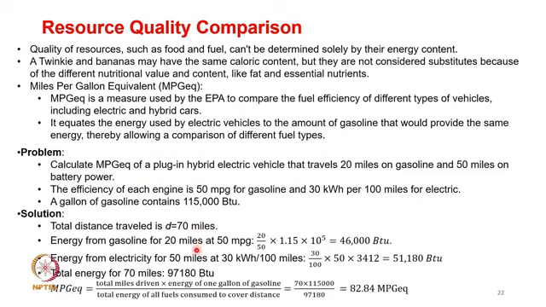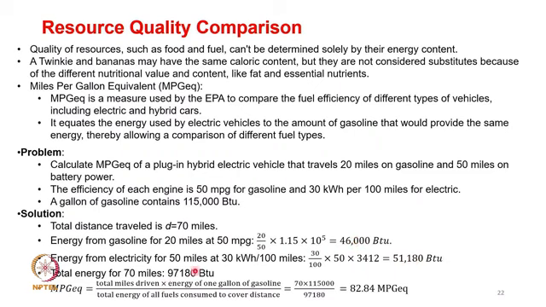The total distance traveled is 70 miles. The energy obtained from the gasoline for 20 miles at 50 mpg would be 20 by 50, multiplied by 115,000, which is like 46,000 BTU. And the energy from electricity for 50 miles at 30 kilowatt hour per 100 miles would be 30 by 100 times 50, and the conversion factor from kilowatt hour to BTU is 3412. And the total energy is of course the summation of both.